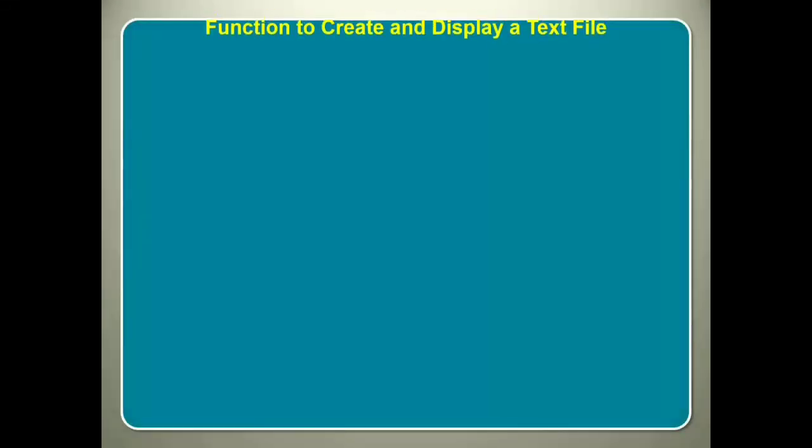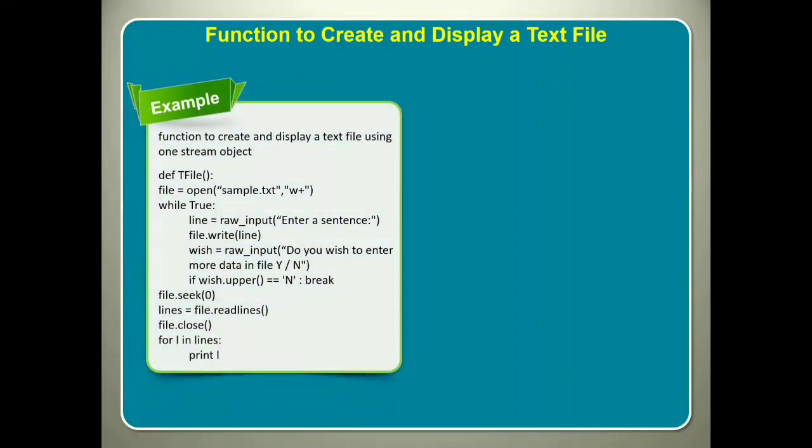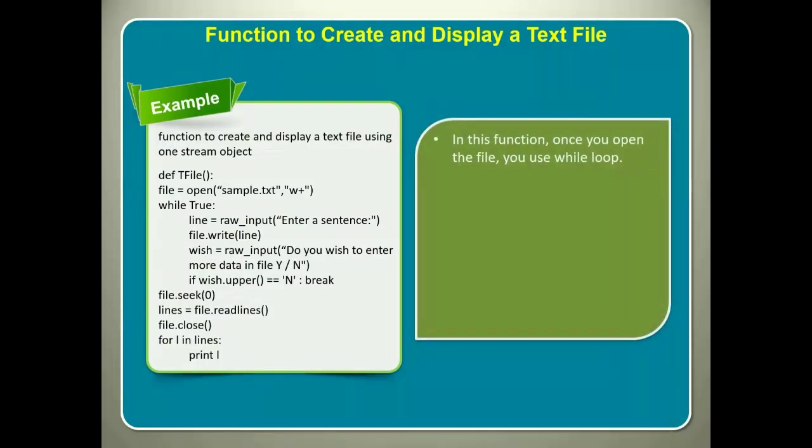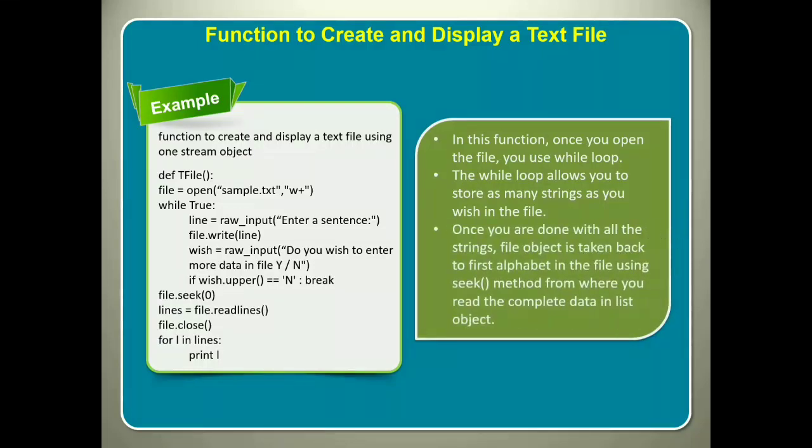Here is a function to create and display a text file using one stream object. In this function, once you open the file, you use a while loop. The while loop allows you to store as many strings as you wish in the file. Once you are done with all the strings, the file object is taken back to the first alphabet in the file using the seek method, from where you read the complete data in a list object.